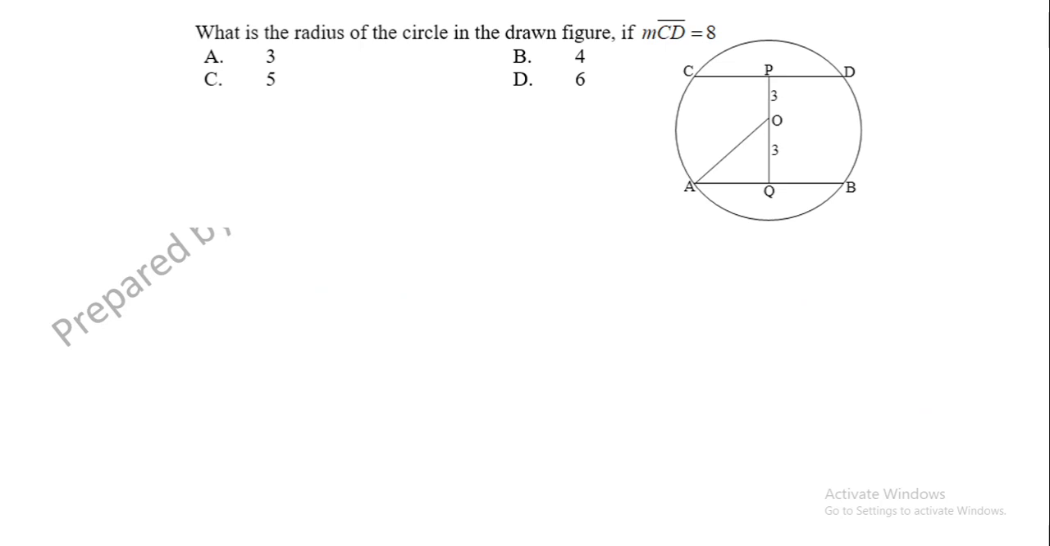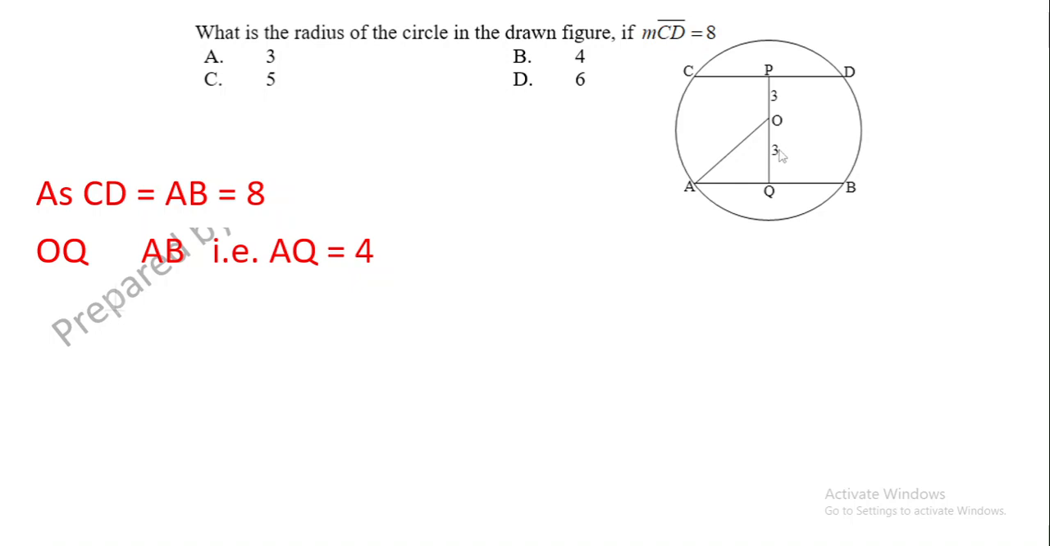Next he says, what is the radius of the circle in the drawn figure if CD is equal to 8? Okay, so what do you understand from CD? These are chords which are equidistant from the center of the circle, so the chords are equal. We know about this one. So whatever the AB is, the same will be the CD. Why? Because they are equidistant from the center of the circle, 3, 3.